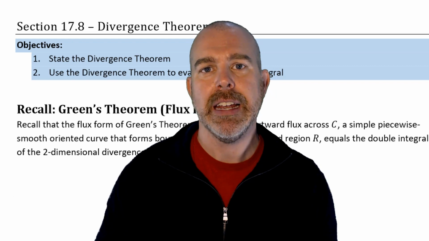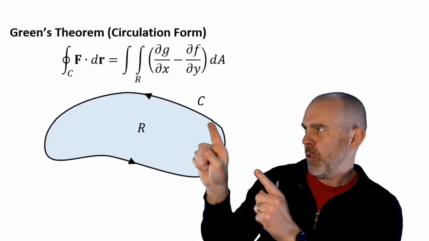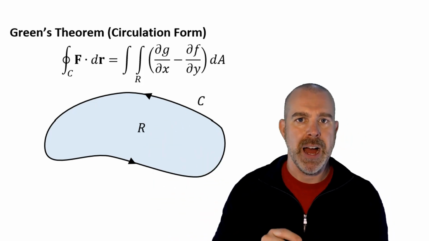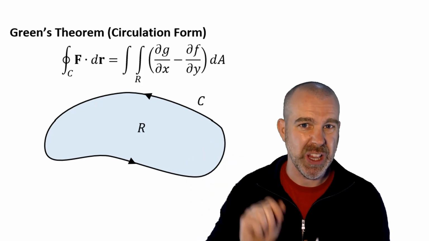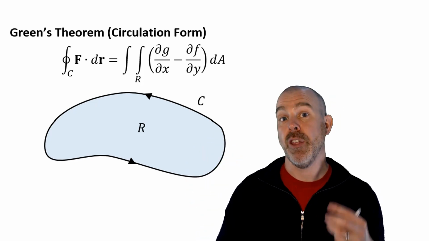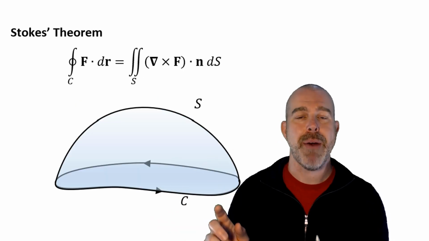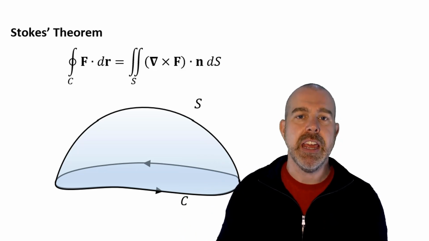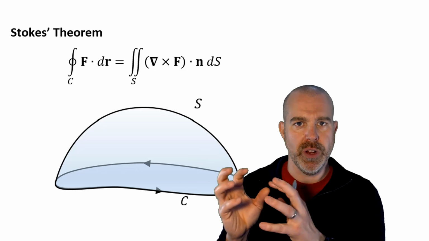So if you recall, in 17.4 we had Green's theorem, which says the circulation around a path can equal the double integral of the curl inside of it. And then we had the three-dimensional version of that, Stokes' theorem: the circulation around a path, if that's the edge of some surface, can equal the integral of the curl over that surface.